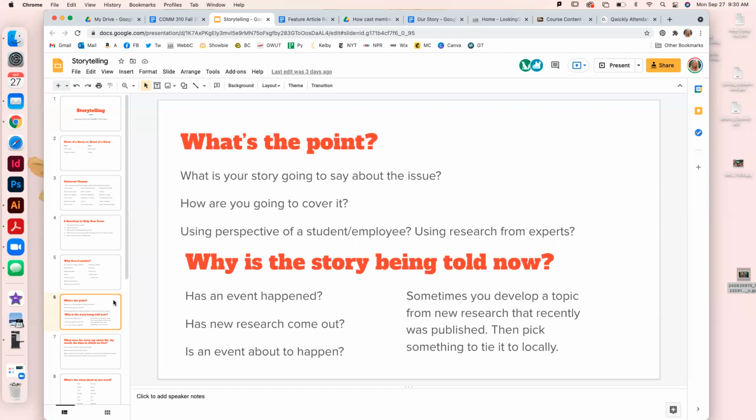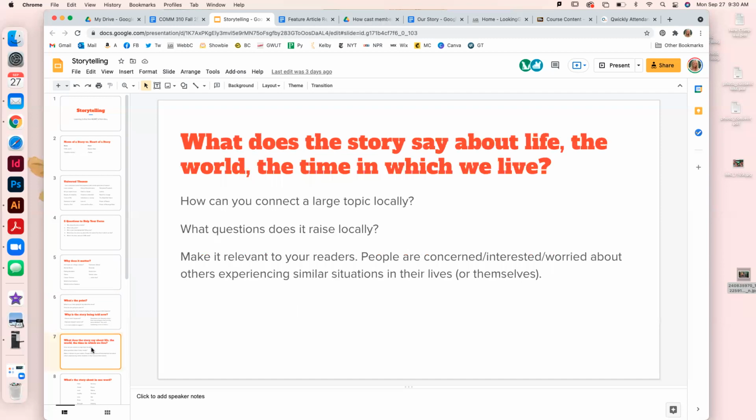You can find a lot of research from research institutions like the Pew Institute, PEW. You can also find it through academic journals that study specific causes in academic areas. So that's a really good thing to do. And then, what does the story say about life in the world and the time in which we live? Can you connect a big topic locally? So just for instance, this Instagram story, can you connect it to people locally here?